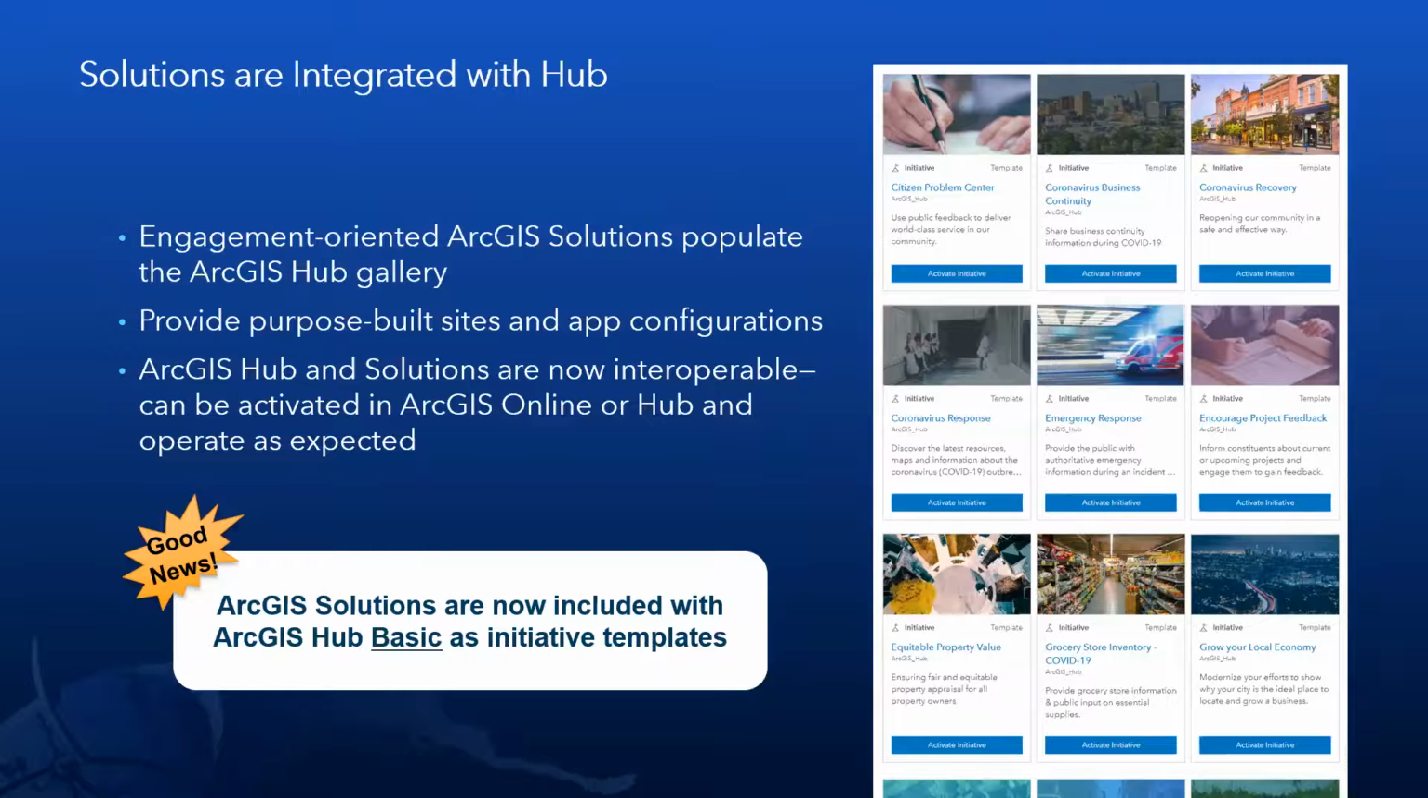So you would lay down the hub components, and as part of that, you get the parcel viewer along with a bunch of other ones. So some of these have been consolidated all together. And a lot of that was stuff that we learned, like with building some of these other ones, like the emergency response hub, the coronavirus response hub. Some of these, it just made sense to put all these together. So the hub and the solutions are now sort of all interoperable pieces. And almost all of these are included with Hub Basic as initiative templates.